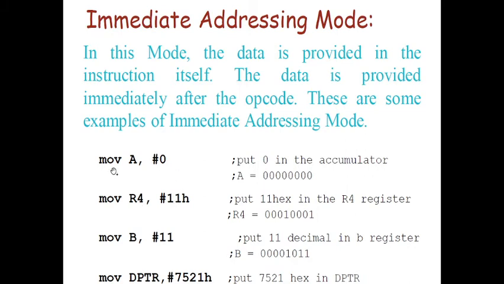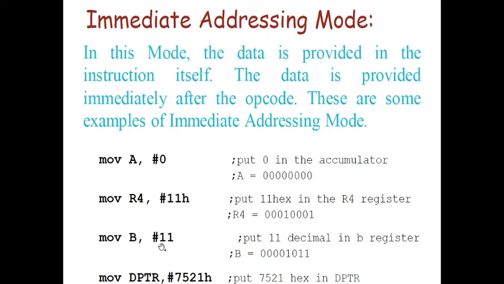There are some examples. MOV A, #0. That is, put 0 in the accumulator. After executing the instruction, the accumulator content becomes 0 0 0 0 0 0 0 0. MOV R4, #11H. That H is nothing but hexadecimal. That means 0 0 0 1 0 0 0 1. So it puts the hexadecimal 11 in the R4 register of the specified bank.